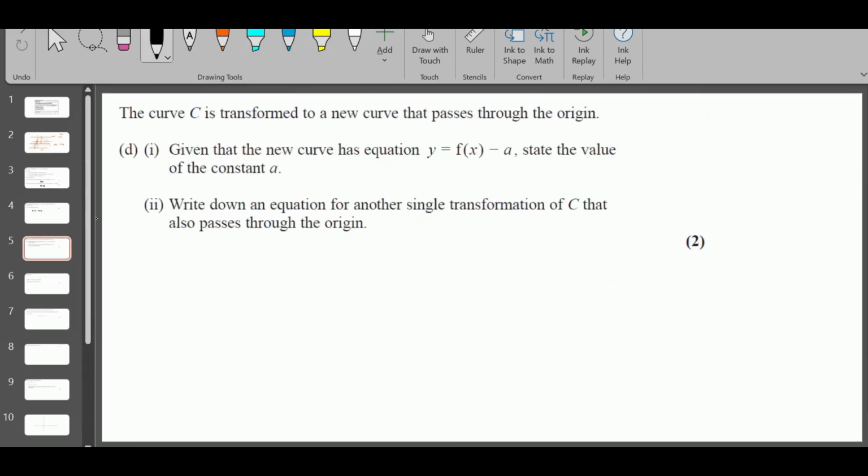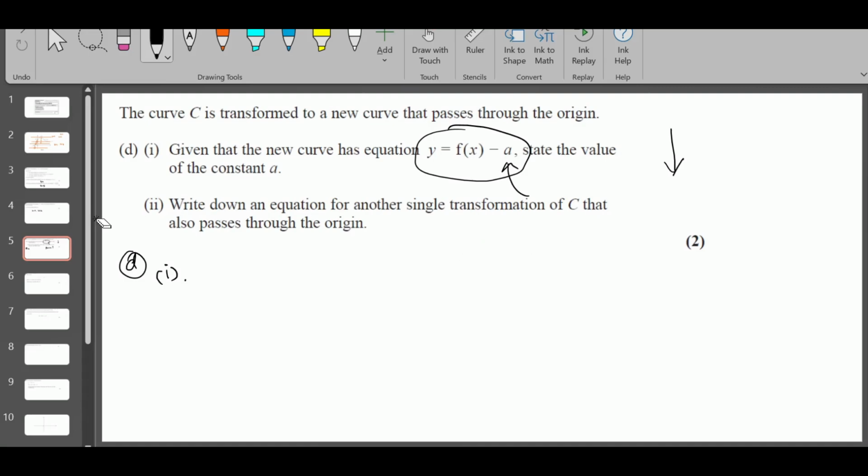Part D. The curve is now transformed to a new curve that passes through the origin. Given that the new curve has this equation, state the value of the constant a. Depending on the value of a, let's say a is a positive number. So f of x minus a, you need to move the graph downwards a units. If a is a negative number, let's say a is -3, so it becomes f of x plus 3, so you need to move the graph upwards.